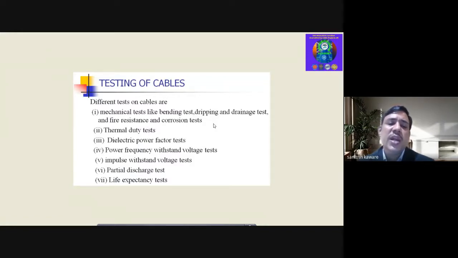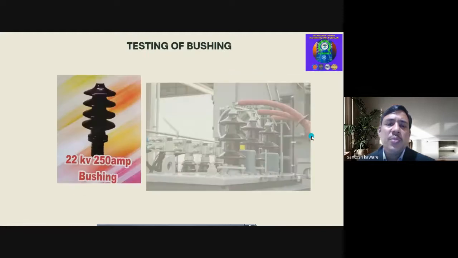You can calculate that from the insulation level also. There are some testers, you can check the life expectancy of that cable. So these are some of the testings which are carried out for the cables.